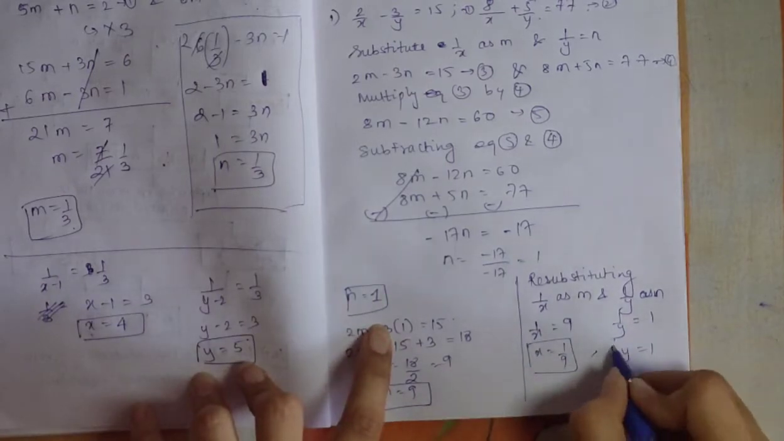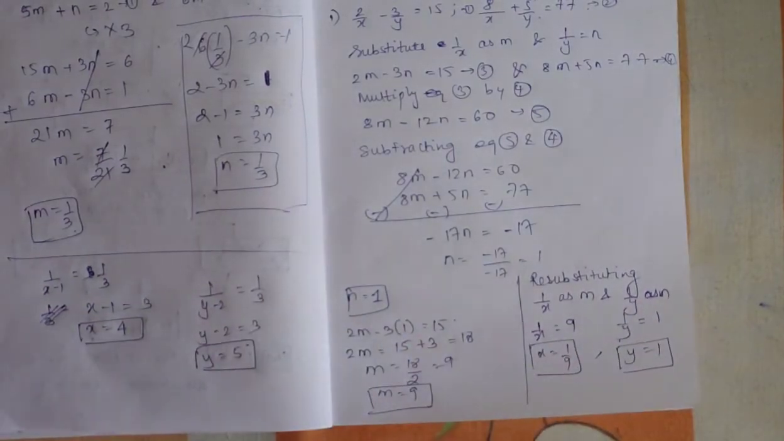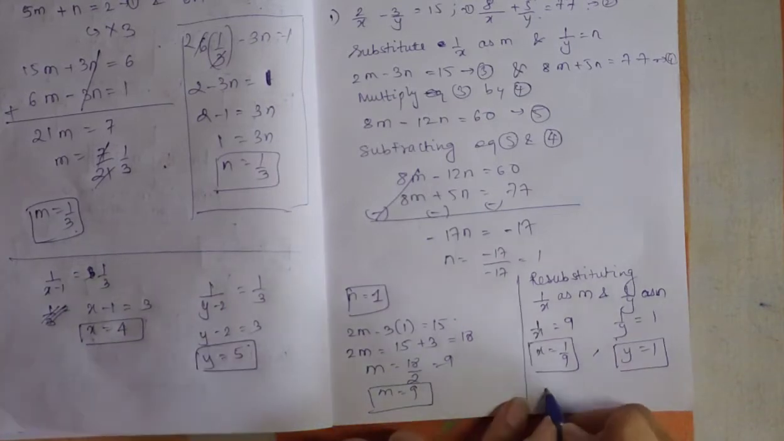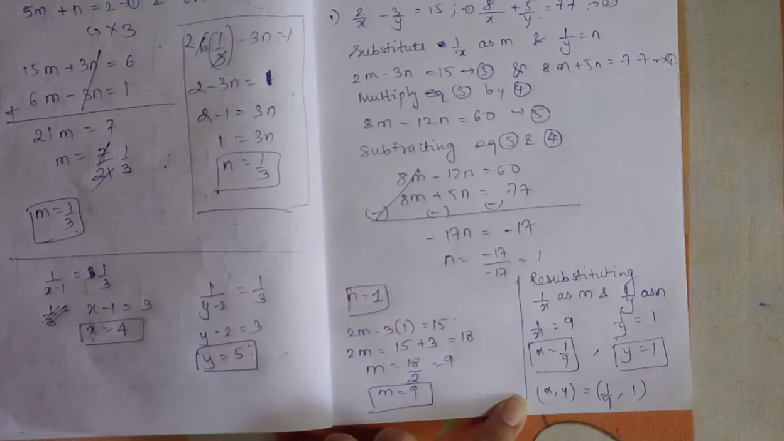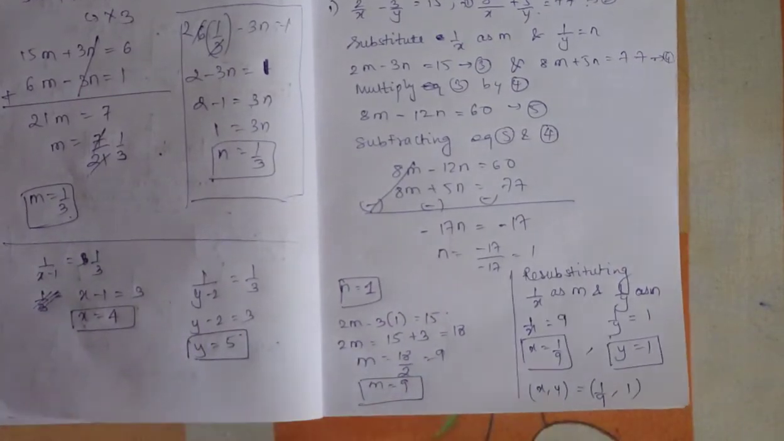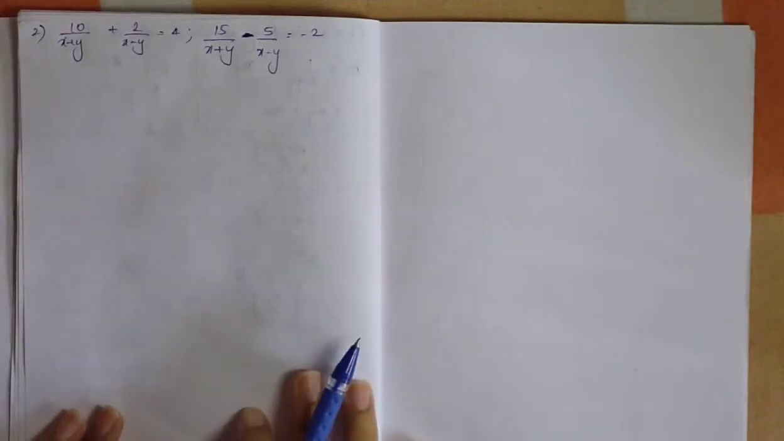So x is equal to 1 by 9 and y is equal to 1 is the solution to your simultaneous equation. You have to write it in this way. Fine. So this is your solution. Okay, so now let's move on to the second sum.